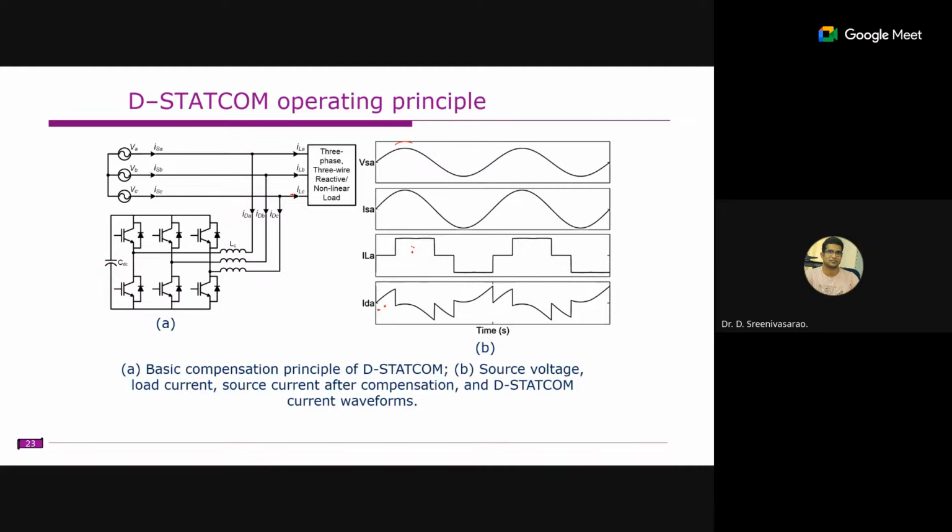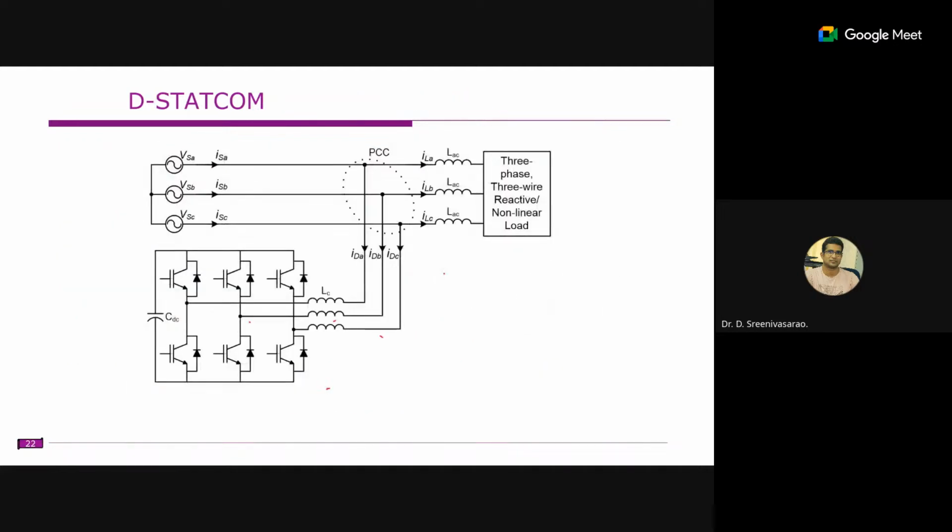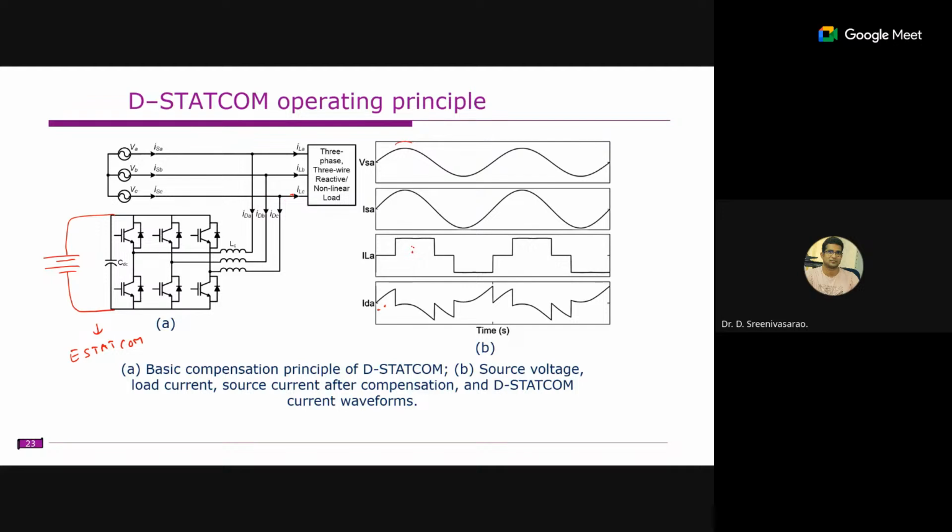The same thing, if you add something like a battery or some PV, this will become an E-STATCOM. With this, you can also inject active power. For example, you have some voltage fluctuations here. Depending on the fluctuations we calculate what kind of active power we want to inject, and that active power we can inject from the E-STATCOM to the source.